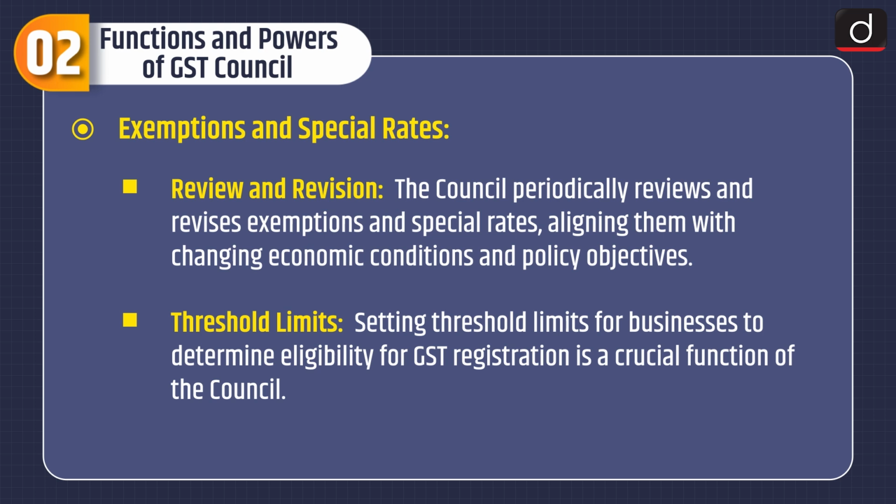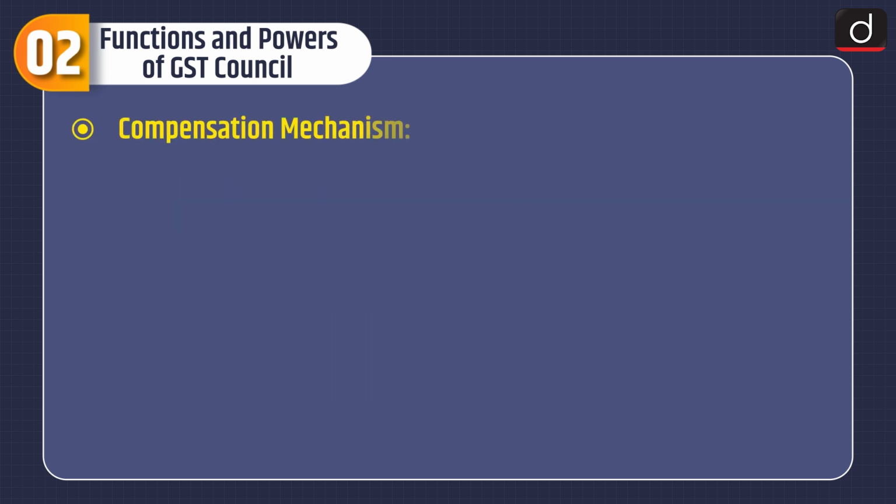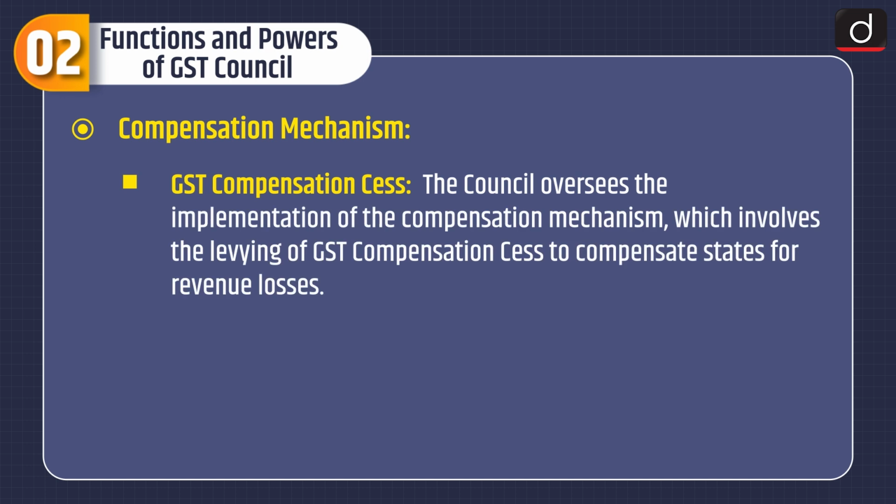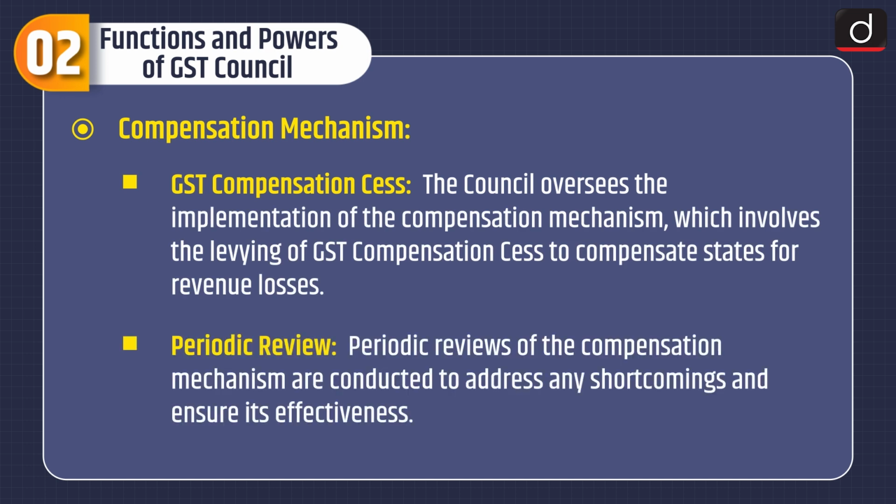Threshold limits. Setting threshold limits for businesses to determine eligibility for GST registration is a crucial function of the Council. Compensation mechanism. GST compensation cess. The Council oversees the implementation of the compensation mechanism, which involves the levying of GST compensation cess to compensate states for revenue losses.